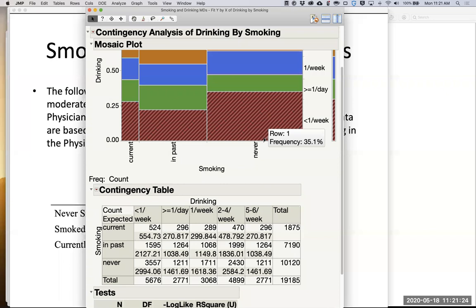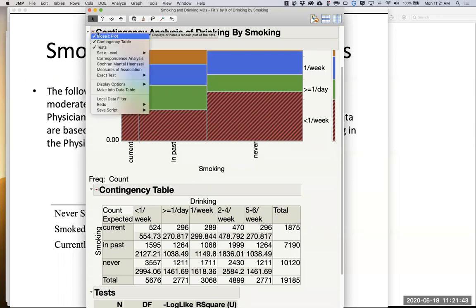Where are the observed counts quite different from the expected counts? Okay, the observed count of 296 in the current smoking, drinking 5 to 6 drinks per week, we had an expected value of 271. I saw 296. That is a fairly large value.